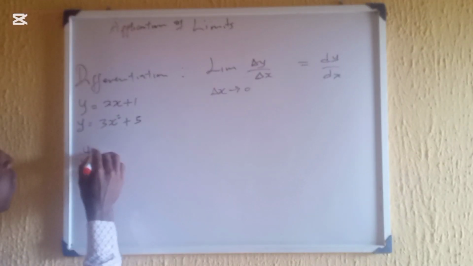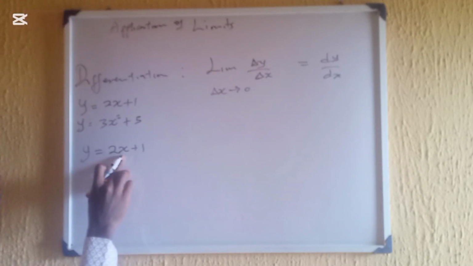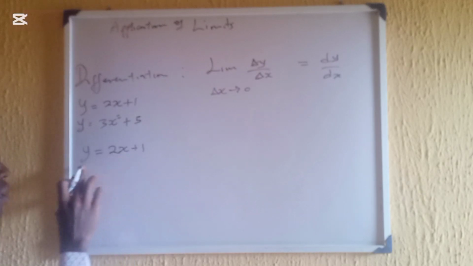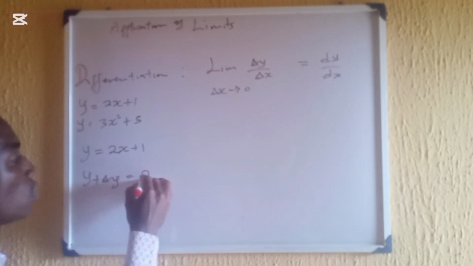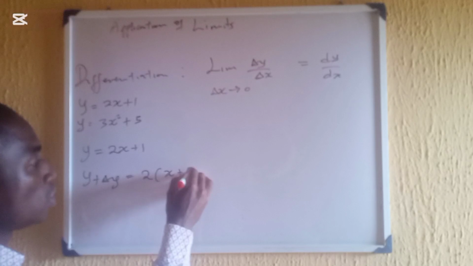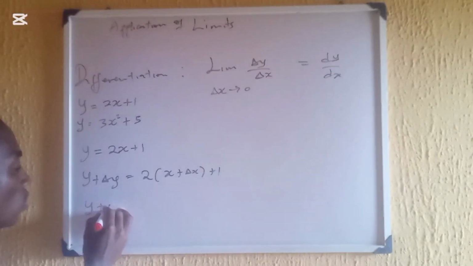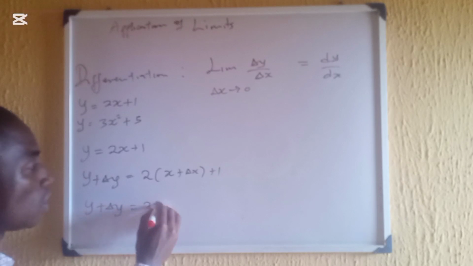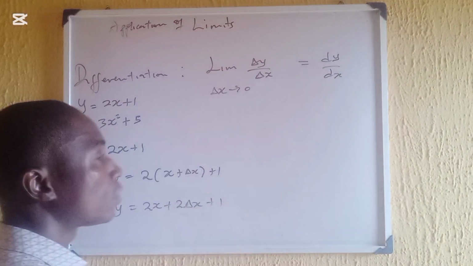Now already we have y is equal to 2x plus 1. Notice that when x changes, definitely y will also change. So y plus change in y is equal to 2 into x plus change in x, plus 1. So we're having that y plus change in y is equal to 2x plus 2 change in x plus 1.